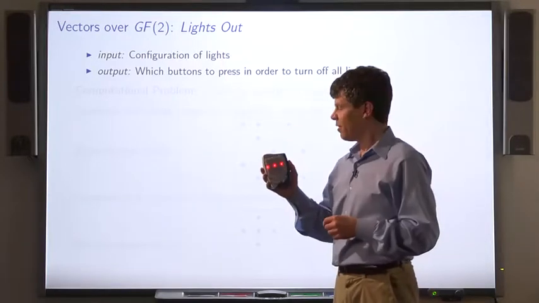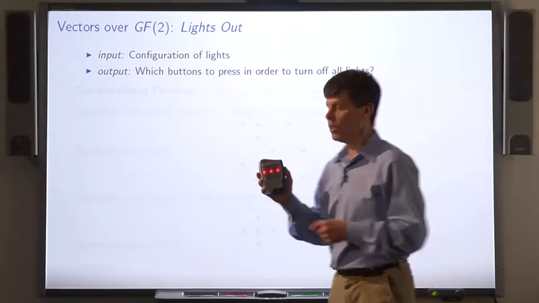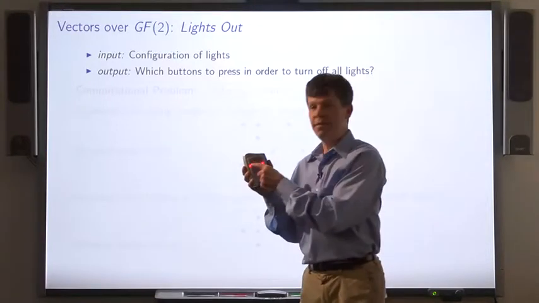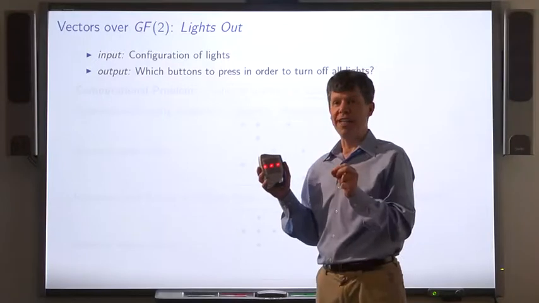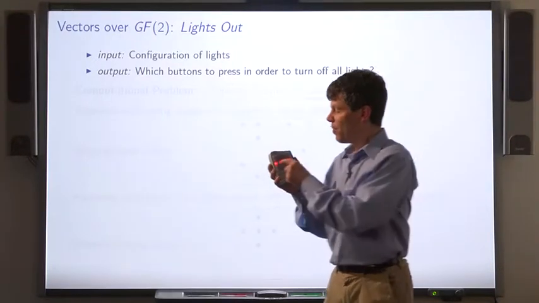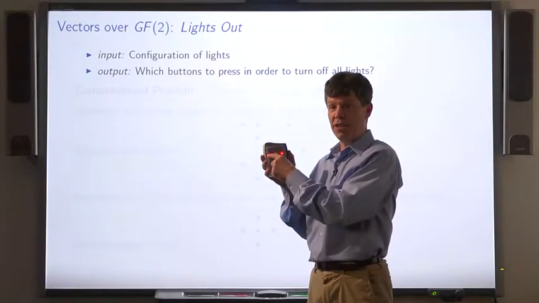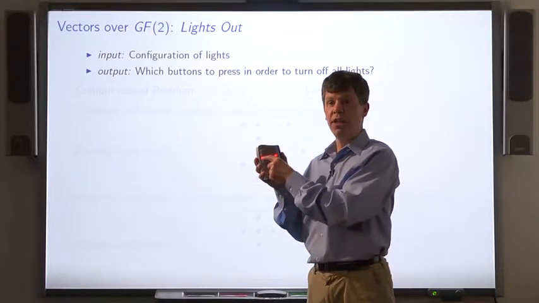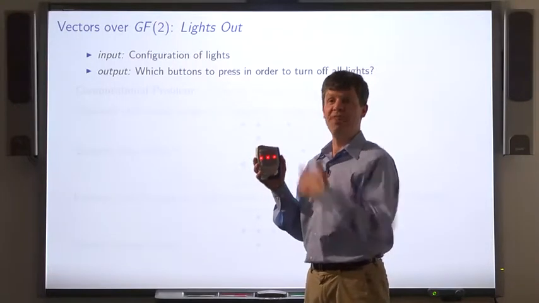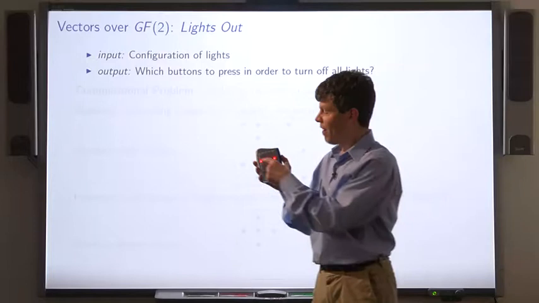It's a 5 by 5 grid consisting of buttons that light up. When you push a button, it toggles the light. So if the light is on, it turns it off. If the light's off, it turns it on. It toggles the light on the button you push, but it also toggles the lights on the buttons immediately above and immediately to the left and right of the button you push.